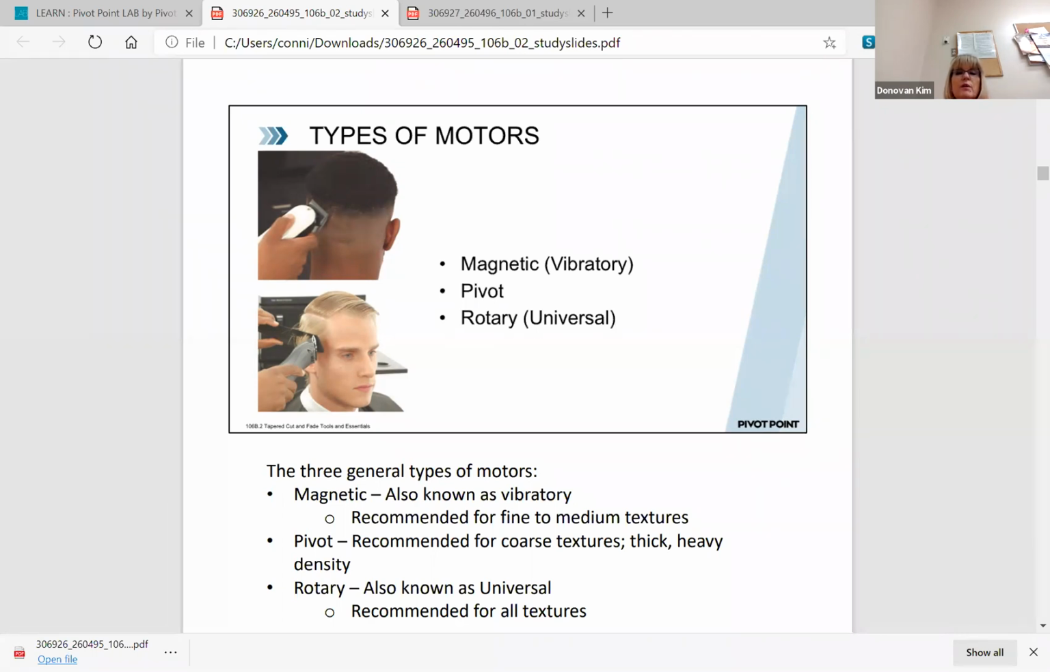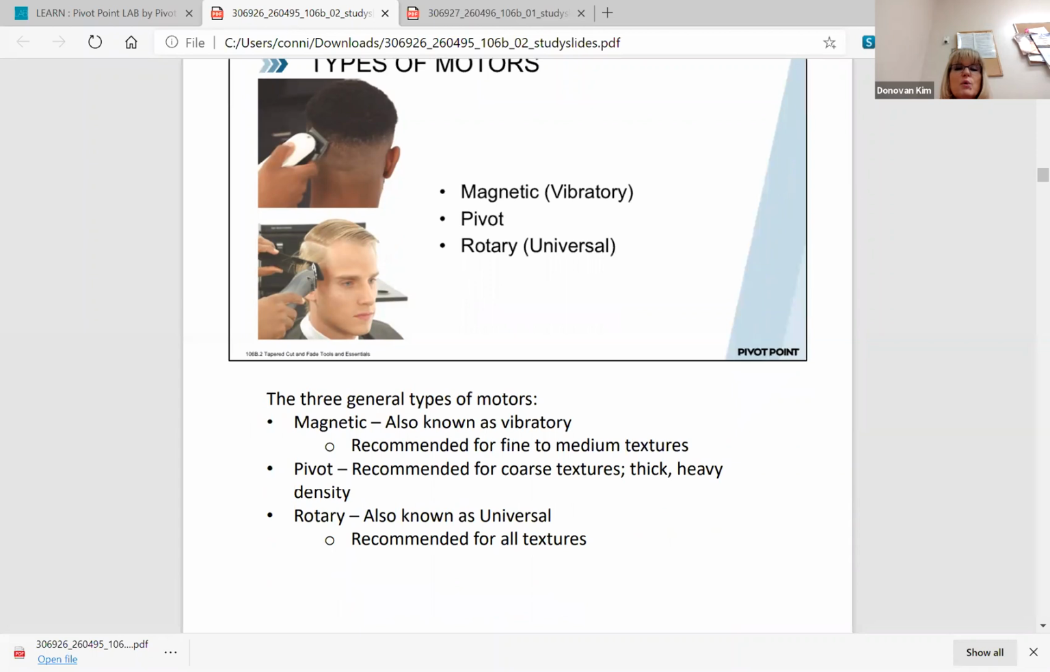Rotary motors are known as the universal, and you can use all types of textures of hair for that. And you can even use it a little bit wet. Magnetic, you want the hair as dry as possible. Pivotal ones, you kind of want, let's just go by this.